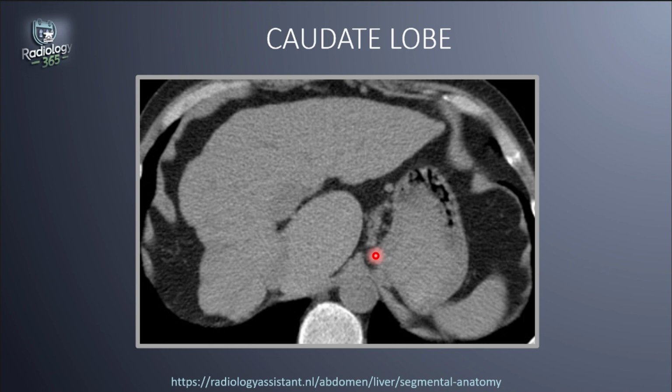So this image shows hypertrophy of the caudate lobe in a patient with liver cirrhosis. You can notice that the right lobe is small and lobulated. You can see the contours are lobulated. It's shrinking compared to the left lobe.